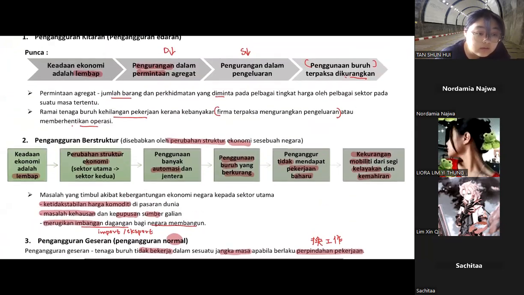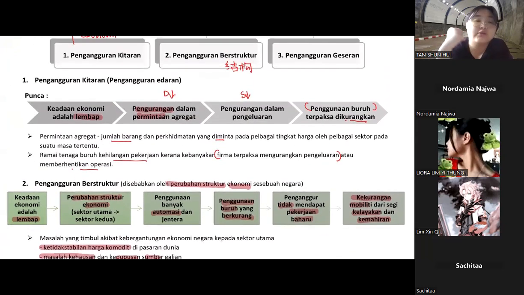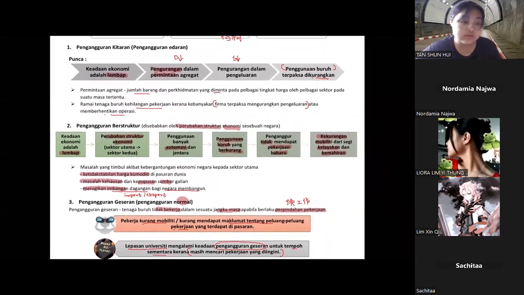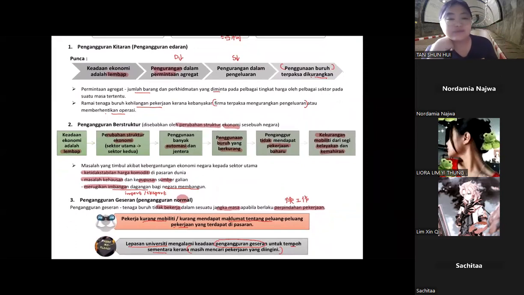Here. You see, kitaran, you can still state because of economy lembab. Of course, you can also tell me, economy not good, causes demand reduce, supply reduce, jobless. This is the flow of your answer. Like just now, berstruktur we said is what? Berstruktur happens when perubahan ekonomi, and then tidak dapat kerja baharu, and why? Because of kurang mobility. This is your old book. I'm not sure whether you have this. You're supposed to have.